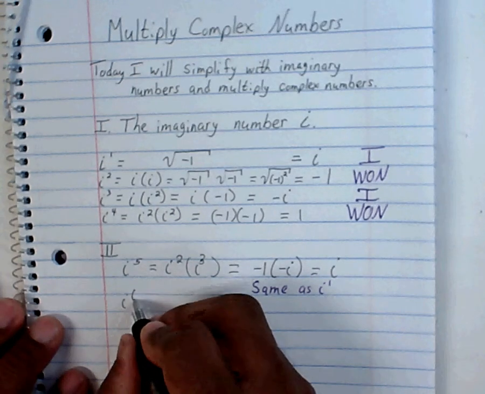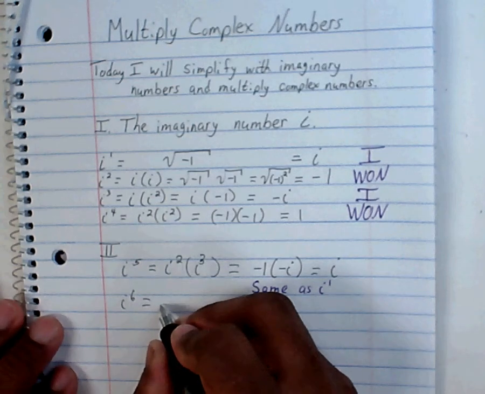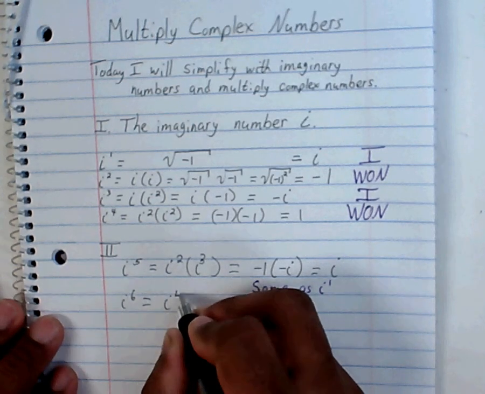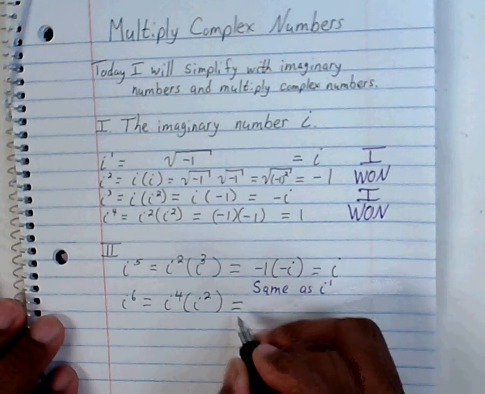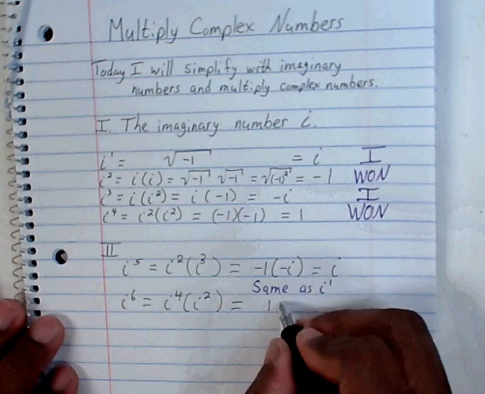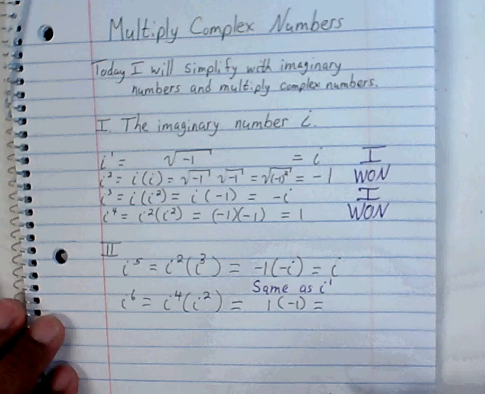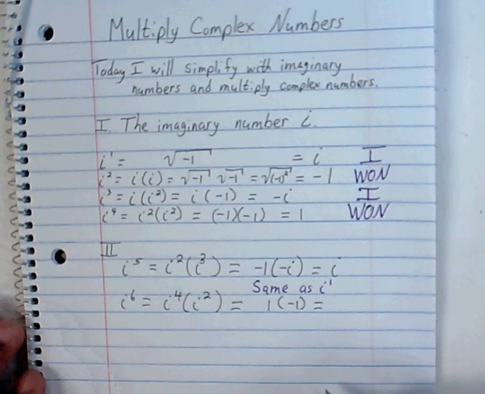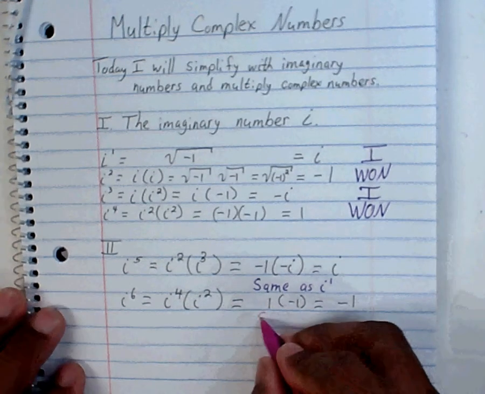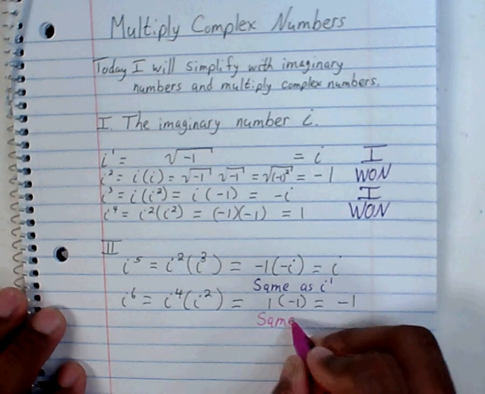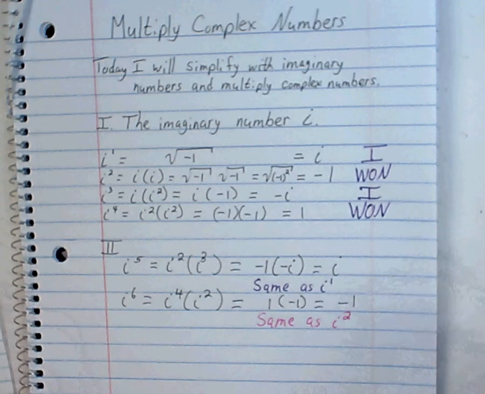If I continue on and just figure out what's going on here, I've got i to the sixth power. Well, I could write that as i to the fourth times i to the second, because remember you add the exponents together. i to the fourth, remember, is 1. i to the second is -1. And so we multiply those together, then we end up with -1. I'm starting to see something here. That's the same as i to the second power.